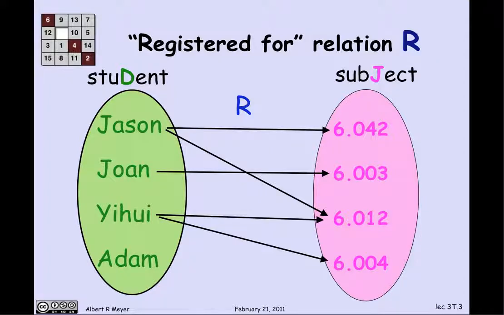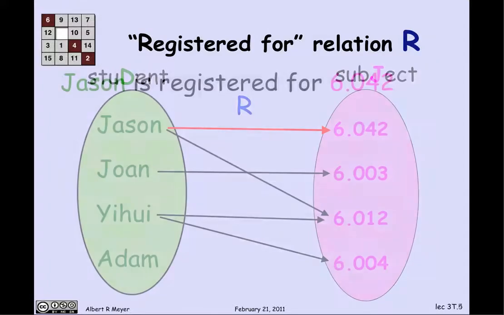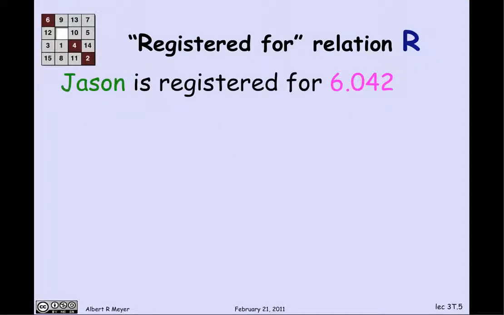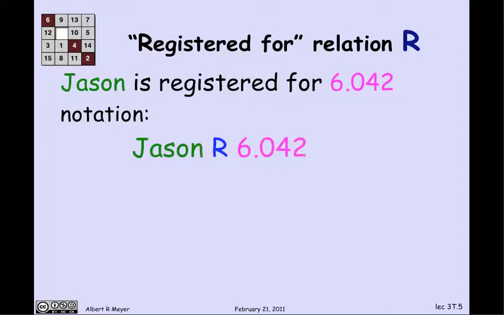So if we look at Jason, we can see that there's a particular arrow connecting Jason and 6042. And what that tells us is that Jason is registered for 6042. Now, there's a bunch of notations that are used with respect to binary relations, so let's look at some. One way to write it is if you think of the relation R as like an equality sign or a less than sign, where it's normally written in the middle of the two things that it's connecting, as in this example, Jason R 6042, that would be called infix notation.